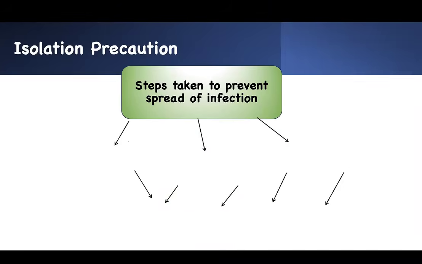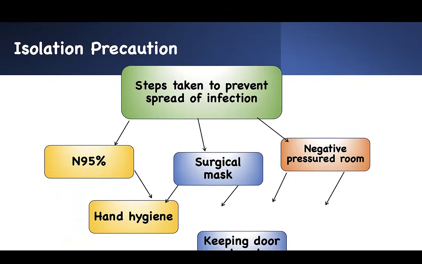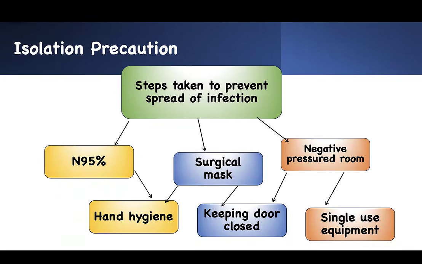Now, what do you do when you talk about transmission-based precaution? You do a lot of stuff. Steps taken to prevent the spread of infection. Sometimes you wear N95 masks. Sometimes you have to wear normal surgical masks. Sometimes you've got to put the patient in the negative pressure room. These are things you do. You have to wash your hands or use hand sanitizer. You may keep the door closed, or you have to definitely keep the door closed. And then you may have to institute single-use equipment. These are steps taken specifically to prevent infection. And this is what we call transmission-based precaution in terms of isolation precaution.